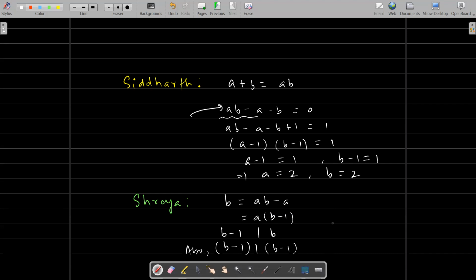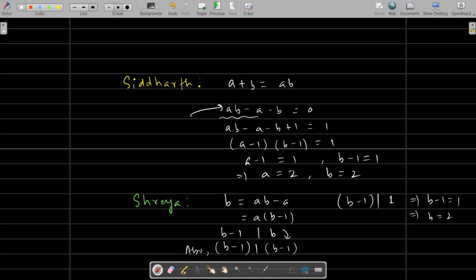So B minus 1 divides B minus (B minus 1), which is equal to 1. B minus 1 divides the difference of these two, and that is 1. Right? So implies, yes, B minus 1 must be 1. So implies B is 2.